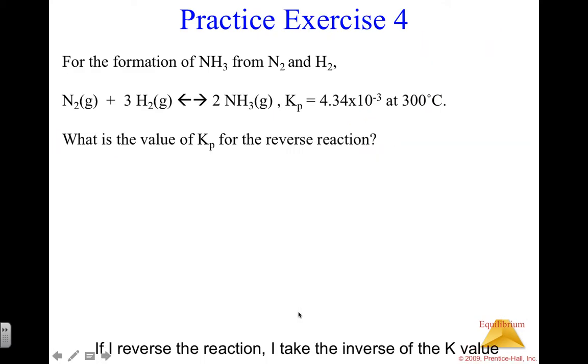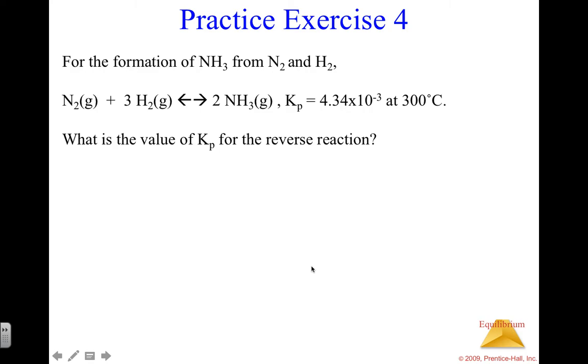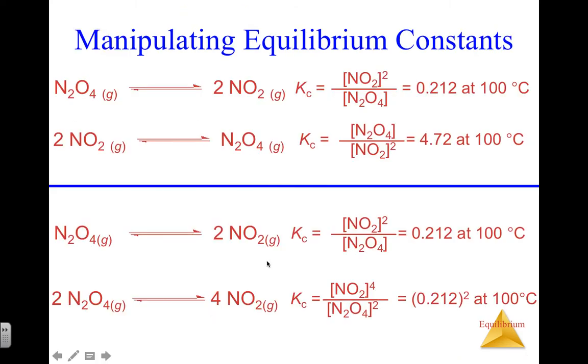Kc is going to be products, so NO2 raised to the coefficient of 4, divided by reactants, N2O4 raised to the coefficient of 2. So that equals our K value squared. Because what did I do to go from here to here? I just took Kc1, and I squared it.